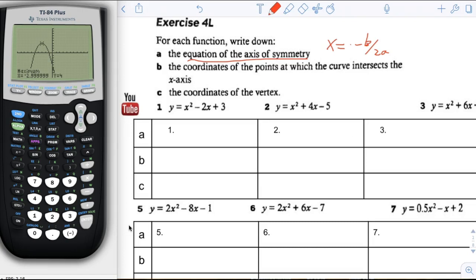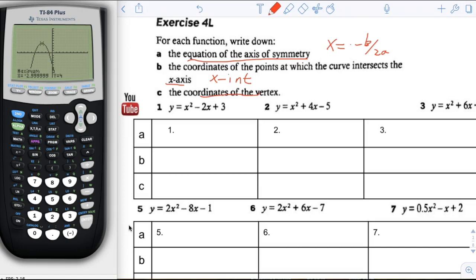The other thing we're going to do is find the coordinates of the points at which the curve intersects the x-axis, known as the x-intercepts. And the other thing we're going to do is find the coordinates of the vertex. So let's look at the first one.